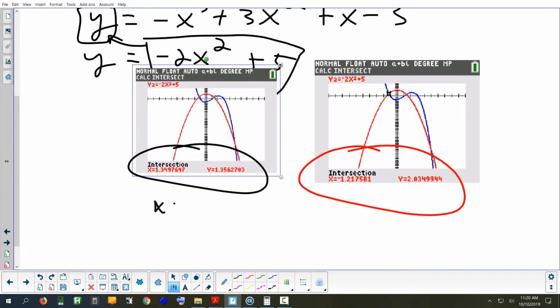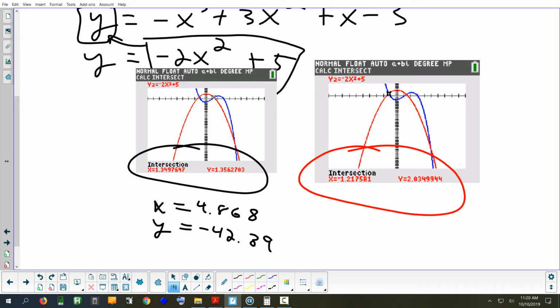So 1, 2, and the third one I'll just write by hand. What do you get for the third one? X equals 4.867816. So 4.867? Or 4.868? Oh, it does round up. It's 4.867816. And then the y value is probably like negative 42.39. Does it round down or round?